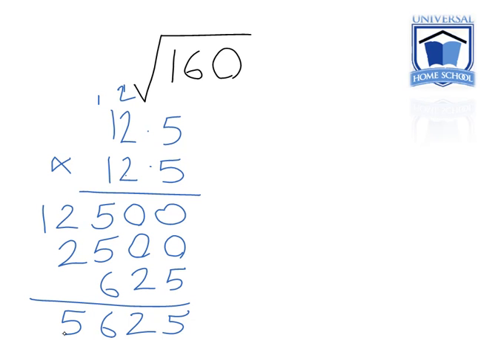5 and 1. So, 2 decimal places, 1 and 2. So that would be 156.25. So we know we're very close.